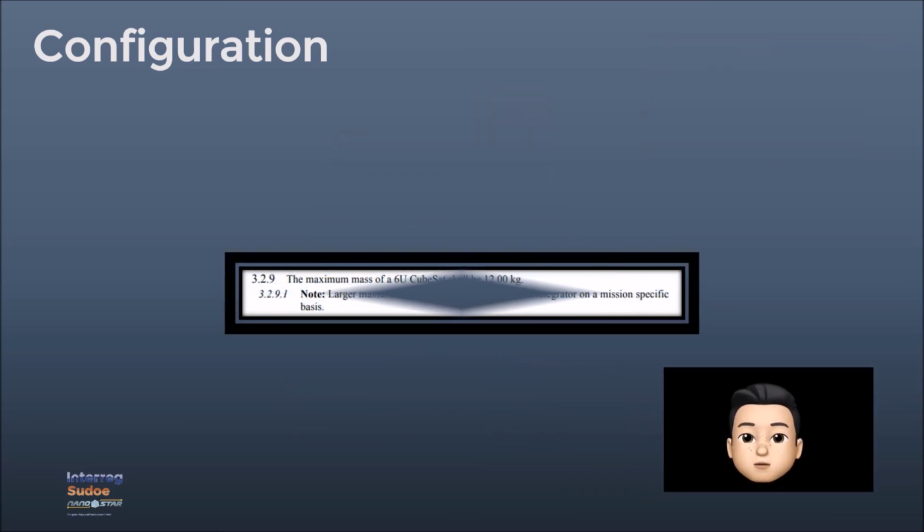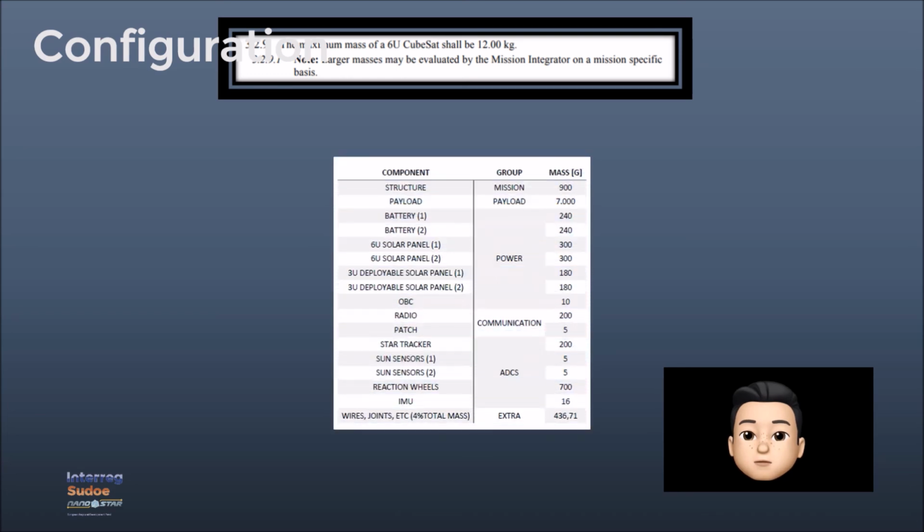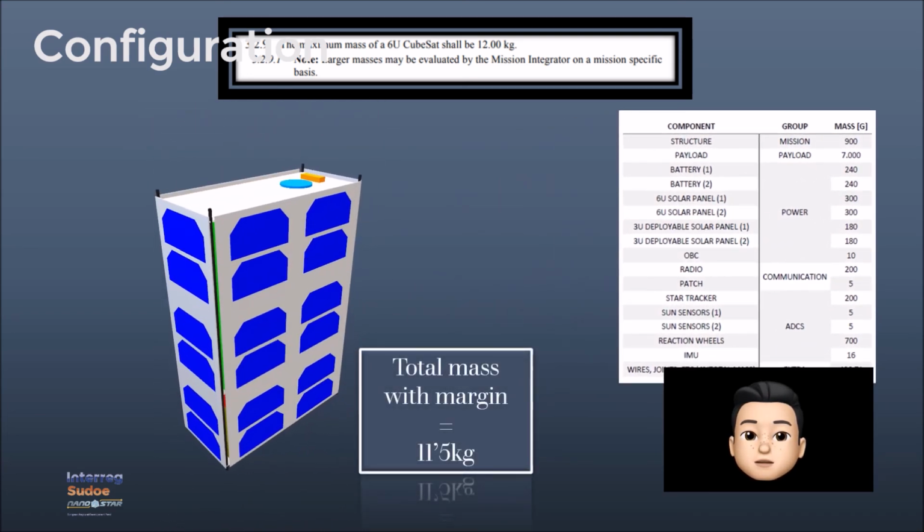According to CubeSat Mechanical Requirements 3.2.9, the maximum weight that is allowed to carry on a 6 unit is 12 kilograms. Gathering all the components from the other subsystems and applying an extra margin, there is still about half a kilogram to get to the limit.